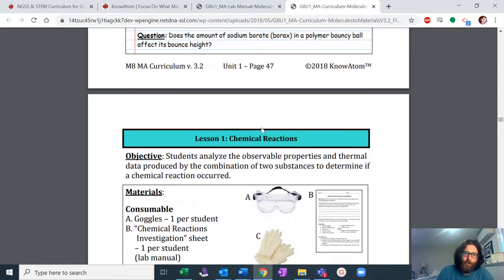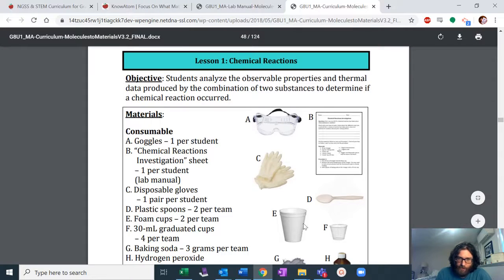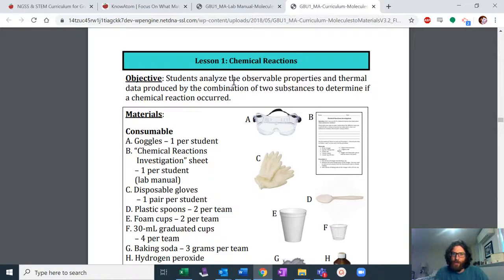There it is. Okay, so lesson 1. Lesson 1, it looks like it's just a lab, right? It looks like, oh, this lesson 1 is where we do this lab. No, lesson 1 is all the steps leading up to the lab and the lab itself.